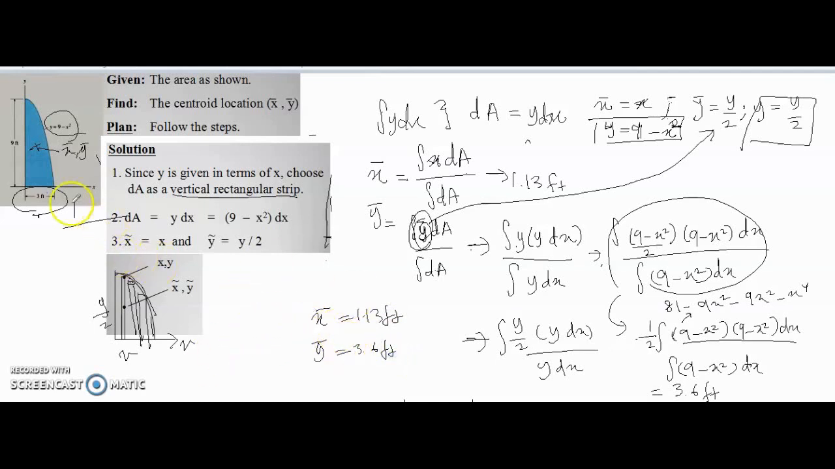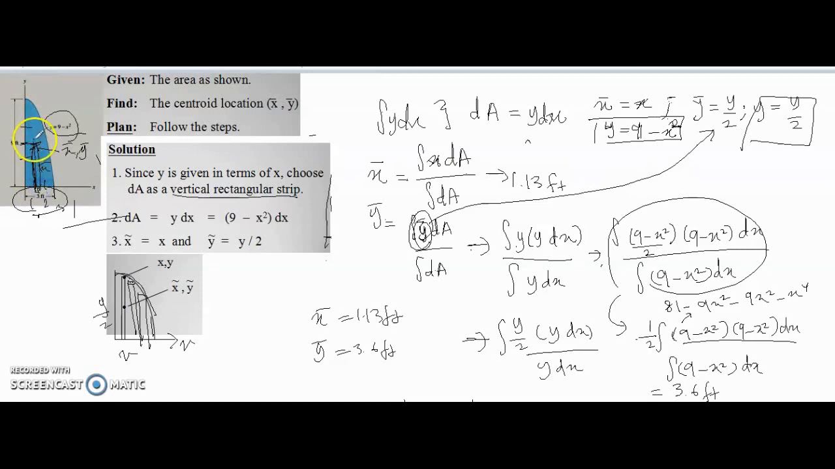Okay, looking at this picture, so your x bar is around, so from here to here is 3 feet. So 1, 2, 3. Okay, so somewhere around here, 1.13. This is your x bar, and then your y bar is 3.6. Okay, this one is 9 feet, so we can divide into 3. 3.6 is somewhere here.